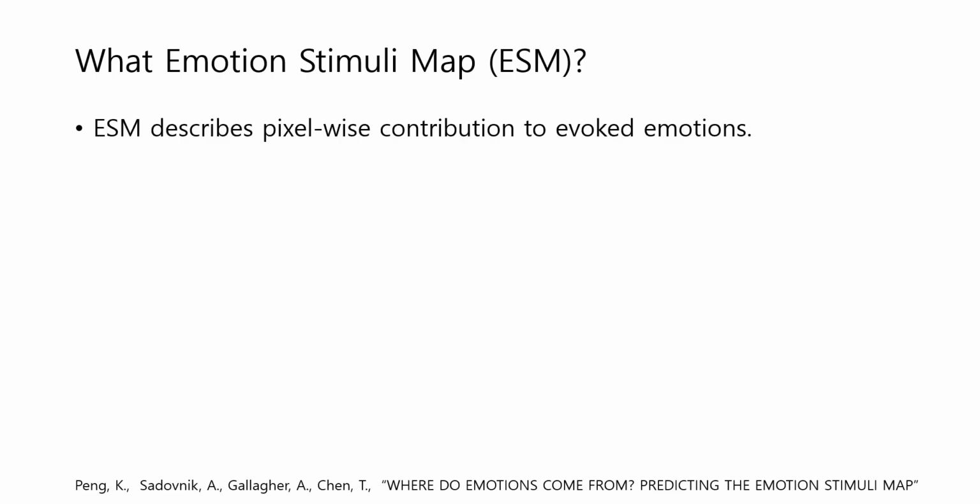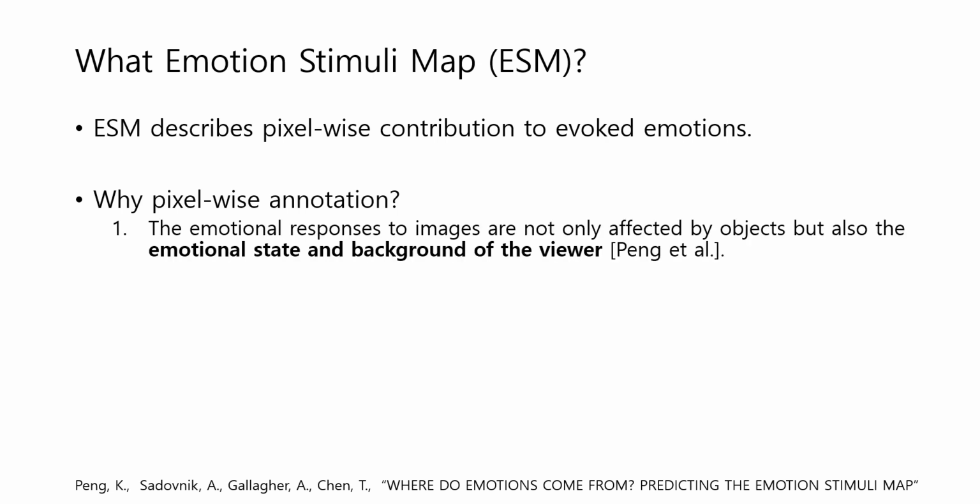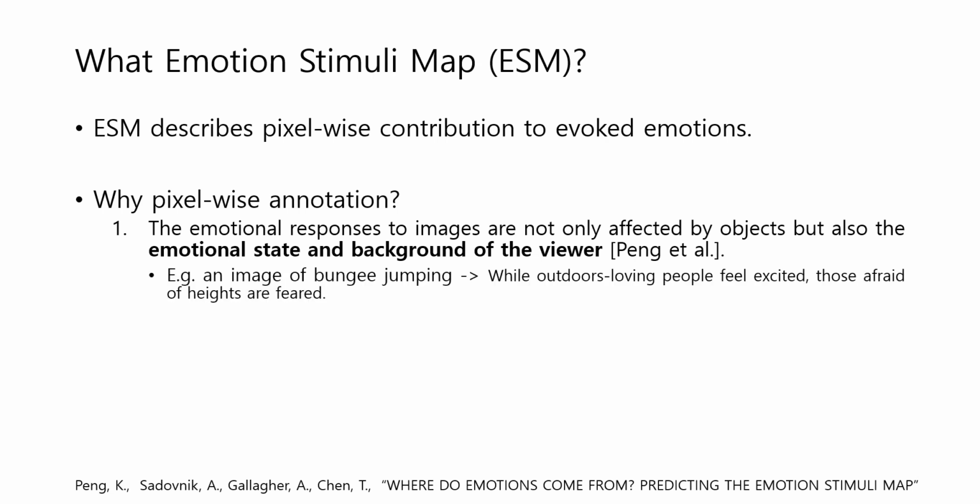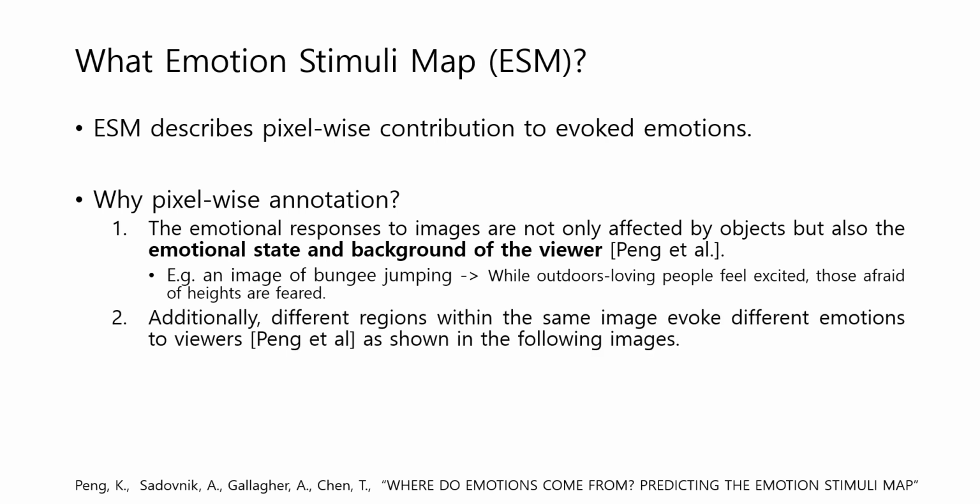ESM, short for emotion stimuli map, describes the pixel-wise contribution to evoking emotions. Then why do we need to do pixel-wise annotation? The first reason is that the emotional responses to images are not only affected by objects but also by the emotional state and background of the viewer. For example, given an image of bungee jumping, it may bring excitement to outdoors-loving people. However, those who are afraid of heights will feel fear.